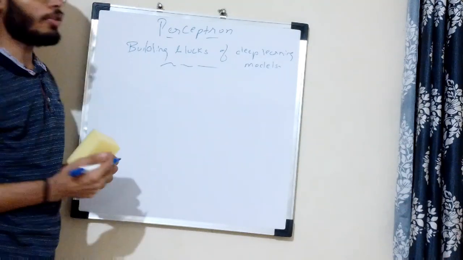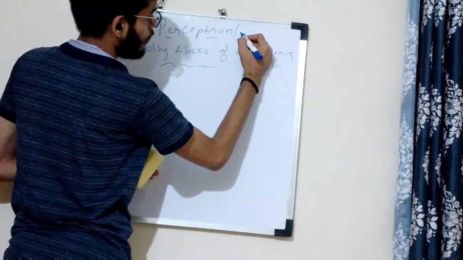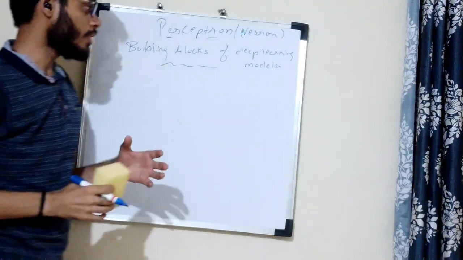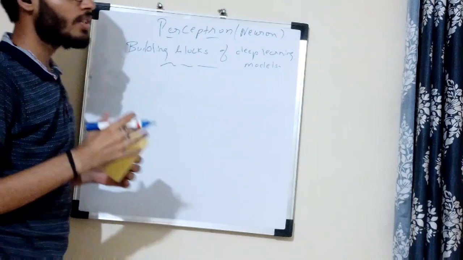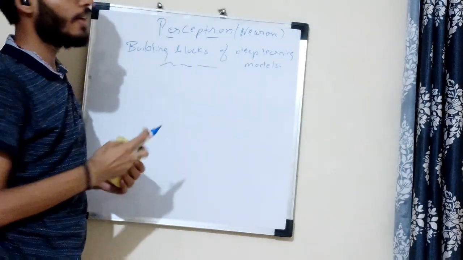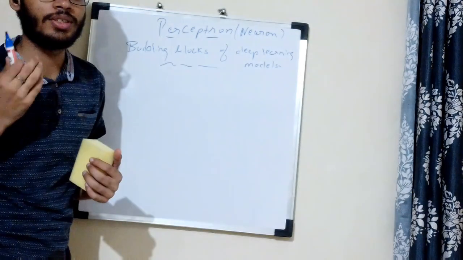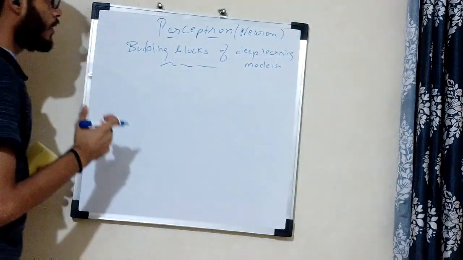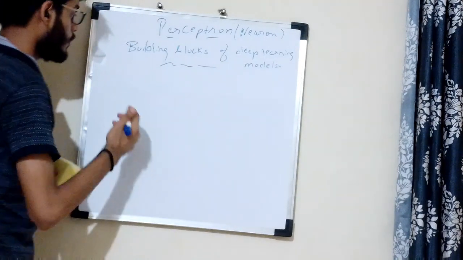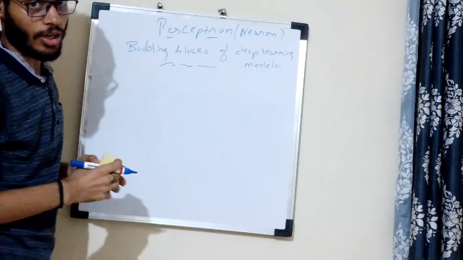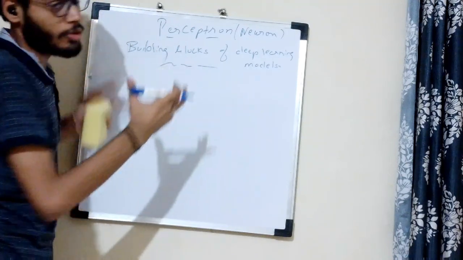A perceptron you can also call a single neuron. So what is this neuron? Deep learning is something which is inspired by the human brain. Just like we have neurons inside a brain, similarly we have neurons in deep learning models. So let's see how a neuron, a perceptron, basically works.